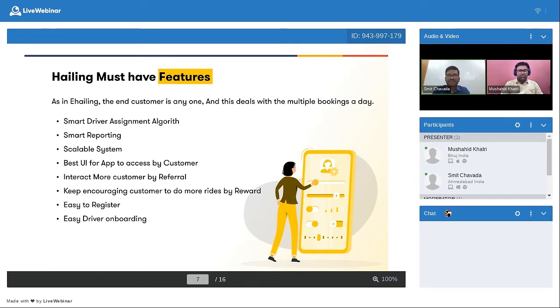The third thing is easy registration. It applies on both sides, the driver side and the customer side. Once they install the application, they should find a really easy way to register on your platform. It's not like they keep getting OTPs and need to enter the OTP every time before they can register on the system. They should have a very easy way to register.